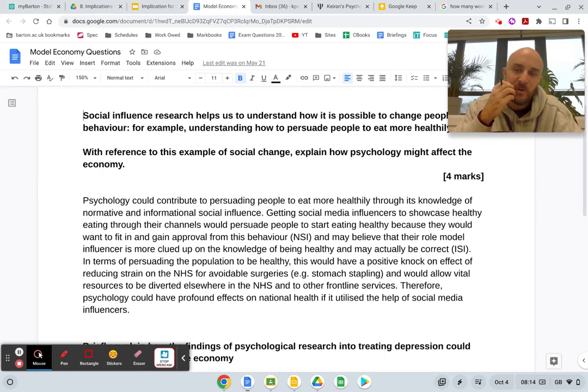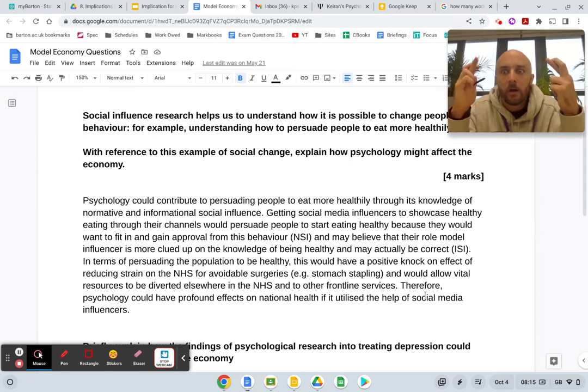Now, the problem with this question is you can't revise it. You can't revise it. No chance. You have to be able to think on your feet for this question. So you can't be there like, oh God, I hope they ask about social influence and implications for the economy because then I can use social media influencers. You can't do that, right? You've got to be able to think on your feet.